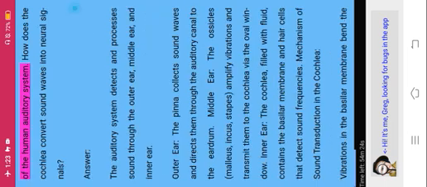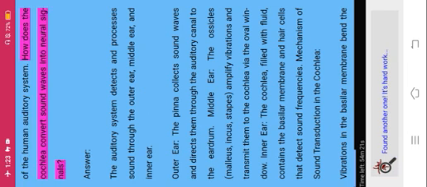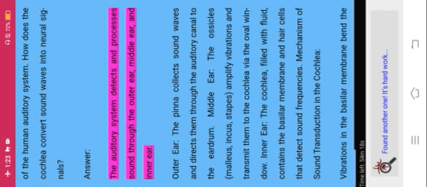Previous year question. Question: describe the structure and function of the human auditory system. How does the cochlea convert sound waves into neural signals? Answer: the auditory system detects and processes sound through the outer ear, middle ear, and inner ear.